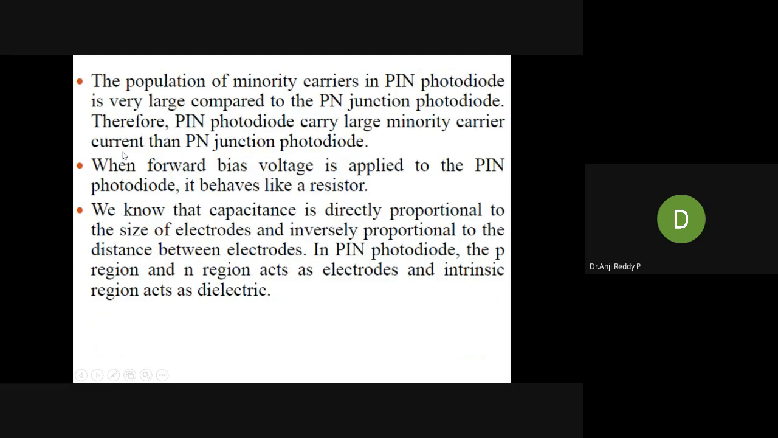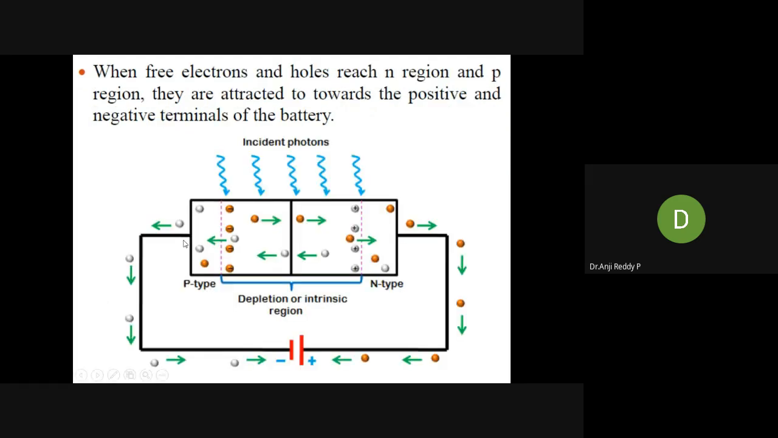Next, the population of minority carriers in a pin photodiode is very large compared to a PN junction photodiode. Due to light absorption in the intrinsic semiconductor, we get a large number of minority carriers. What is the meaning of that?